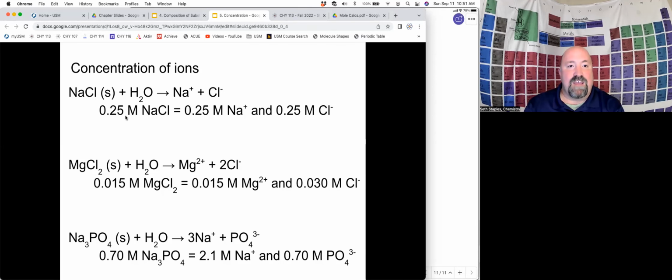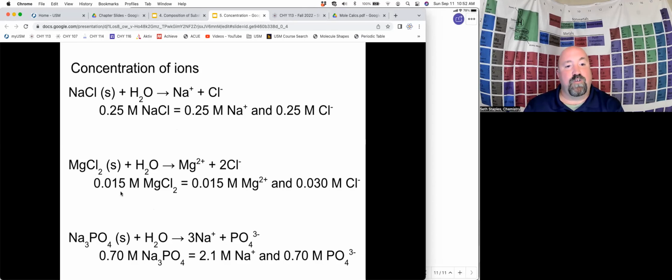Let's say I have a 0.25 molar NaCl solution. Since this is just a 1-to-1, I have one Na ion for every one NaCl, and I have one chloride for every one NaCl. That means that in a 0.25 molar NaCl solution, I've got 0.25 molar sodium, and I've got 0.25 molar chloride.